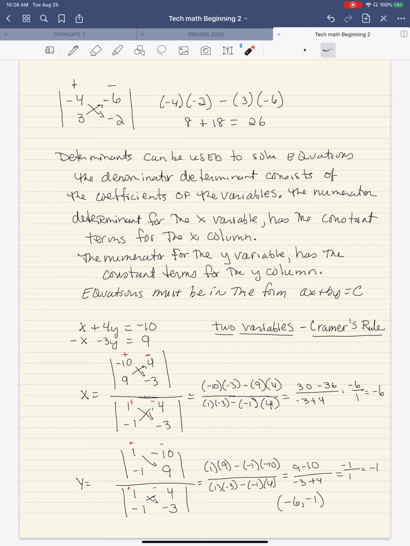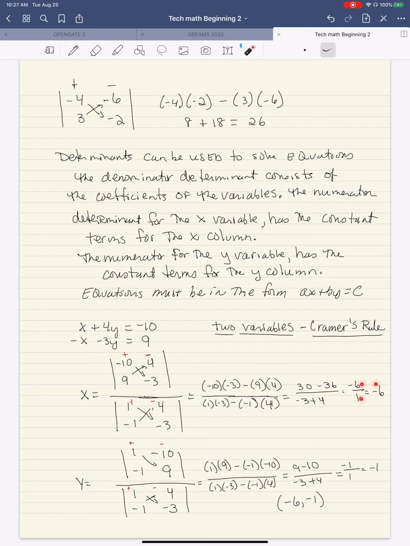So I put all the positives and negatives in above each number, and you do the diagonals. The first one's going to be negative 10 times negative 3, minus 9 times 4. So that's going to be positive 30 minus 36, which is a negative 6. The denominator is going to be 1 times negative 3 minus a minus 1 times 4. So 1 times negative 3 is negative 3, minus times 4 is positive 4. So minus 3 plus 4 is a positive 1.